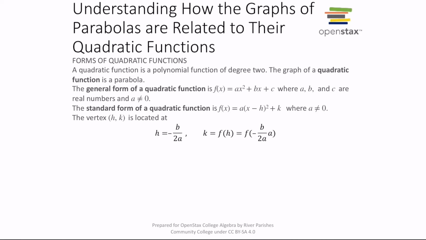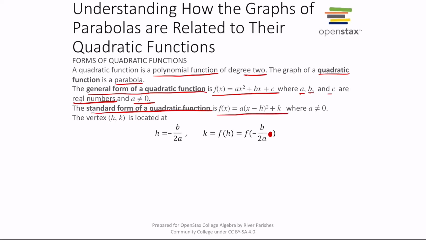Now, let's try and understand the forms of quadratic functions. A quadratic function is a polynomial function of degree 2. The graph of a quadratic function is a parabola, which we just saw, and the general form of a quadratic function is given by the equation f of x equals ax squared plus bx plus c, where a, b and c are real numbers and a is not equal to 0. Next, the standard form of the quadratic function is f of x equals a times (x minus h) squared plus k.